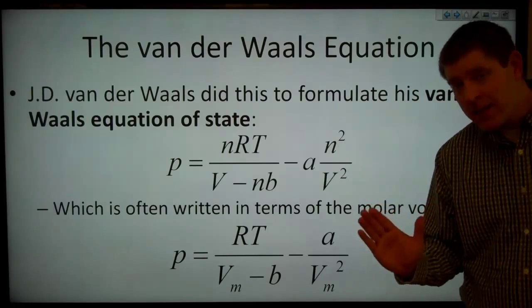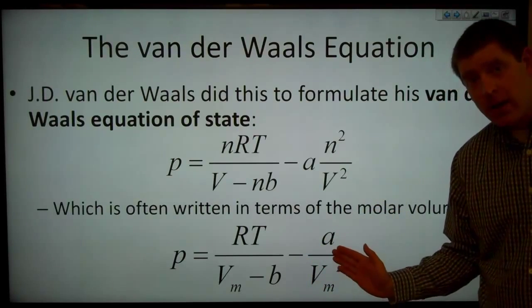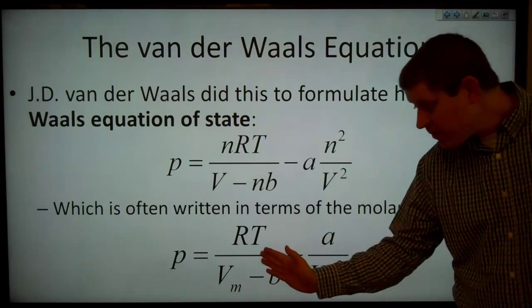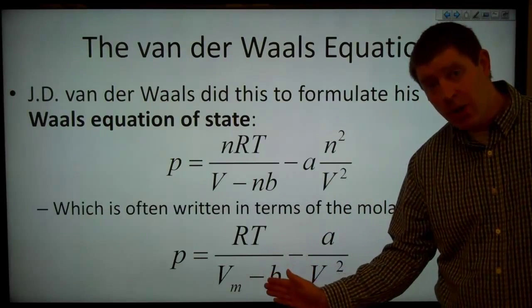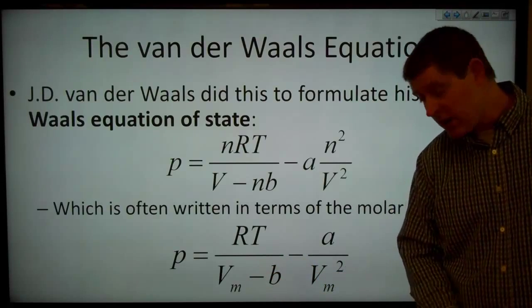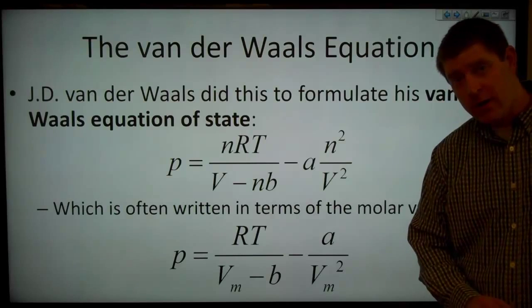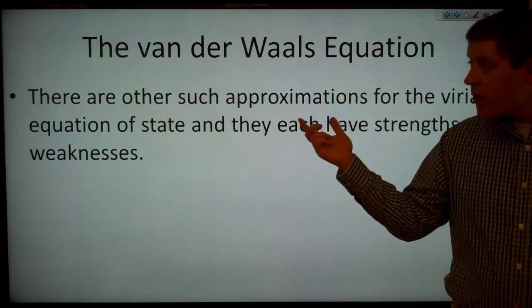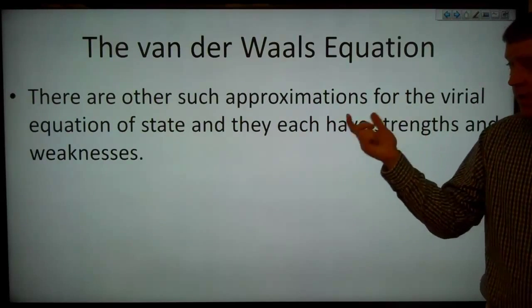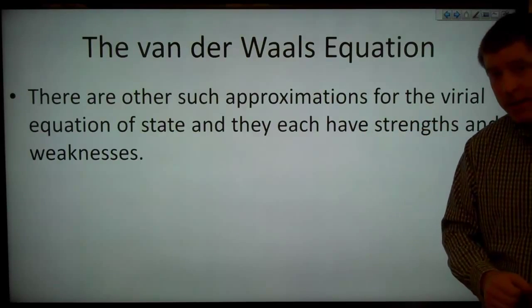Furthermore, the effect of these interactions, the effect of B and the effect of A, becomes larger when the molar volume, Vm, becomes small. Because as Vm becomes smaller, then B becomes a larger fraction of Vm, and A becomes a larger fraction of the square of Vm. Now, there are other such approximations for the virial equation of state, and they each have strengths and weaknesses.